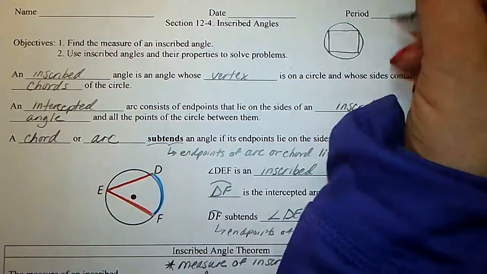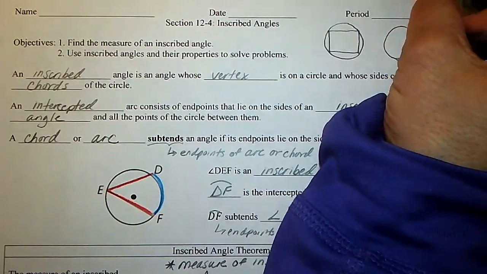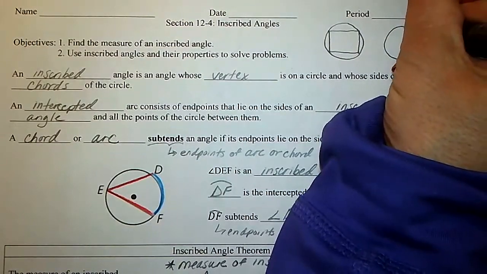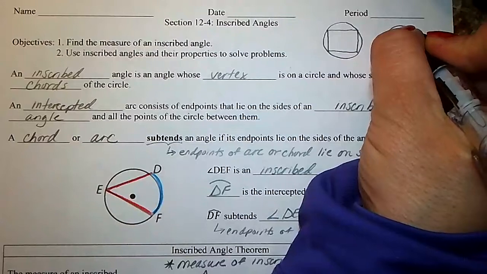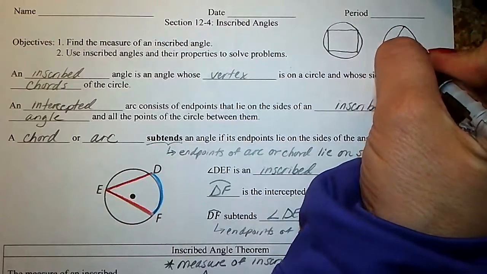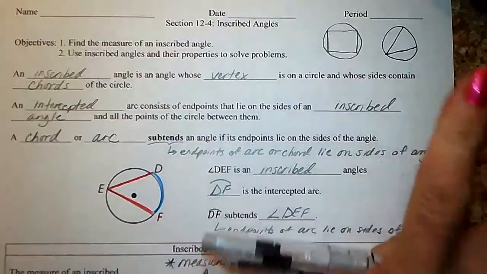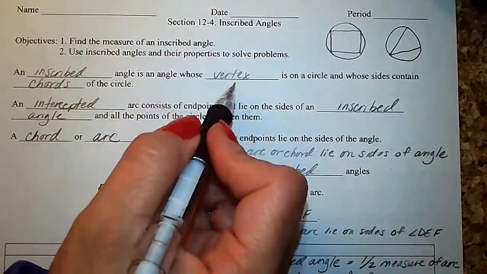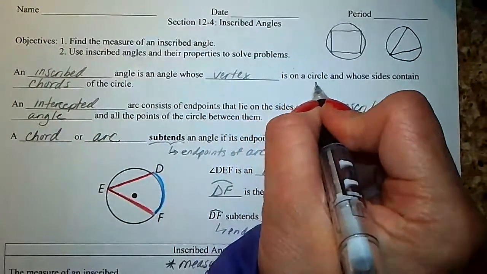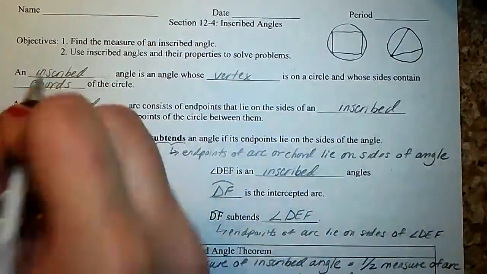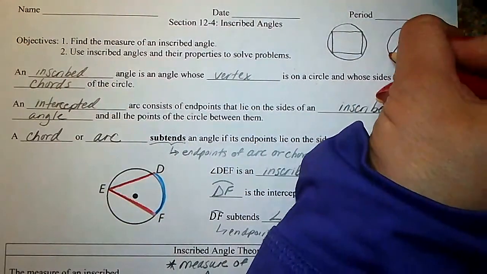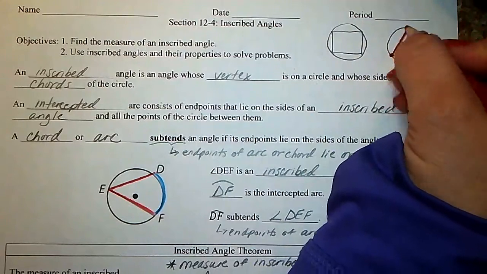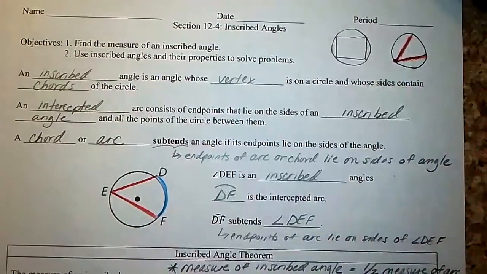The same thing is going to happen when we inscribe just an angle. Instead of an entire rectangle, we're just going to inscribe an angle. If I inscribe an angle, all the points have to actually touch the circle. So today we're going to really talk about inscribed angles. An inscribed angle is an angle whose vertex is on a circle and whose sides contain chords of the circle. So again, there's that vertex, and the sides of that angle are going to be chords.